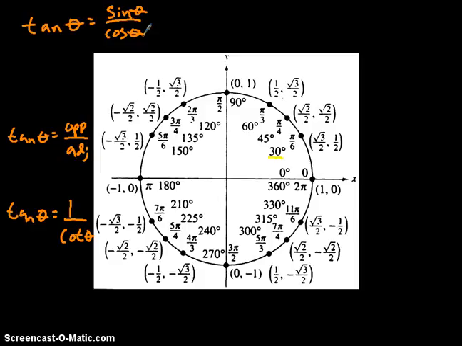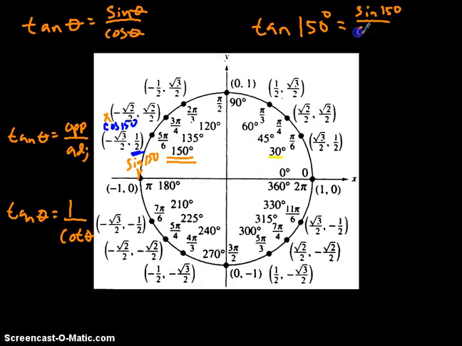So if you want to find what tan is, you can basically take sine divided by cosine. Say I want to find tan of 150 degrees. I'm going to use one on this side. Cosine of 150 would be here, and sine of 150 would be right there. This piece is sine of 150, the y value, and that's the x value. So if you want to find tan of 150, you find sine of 150 divided by cosine of 150.